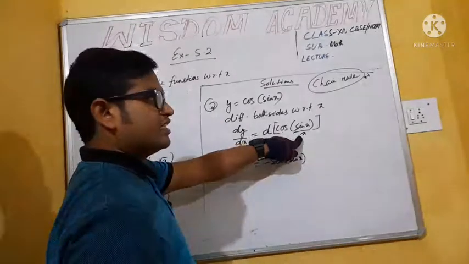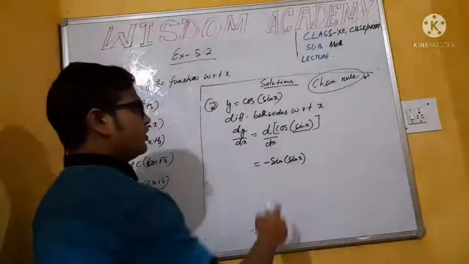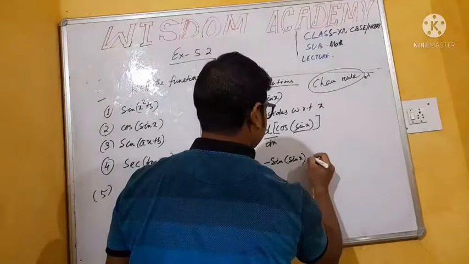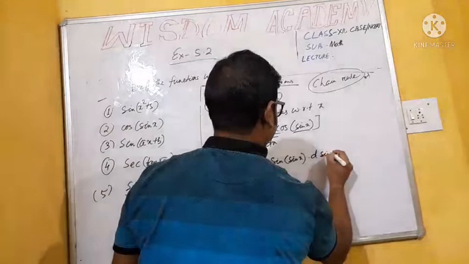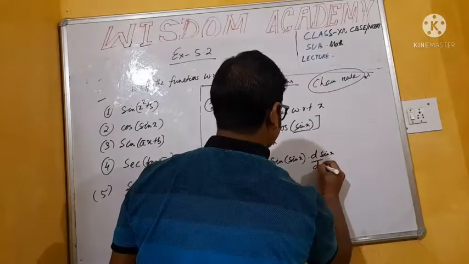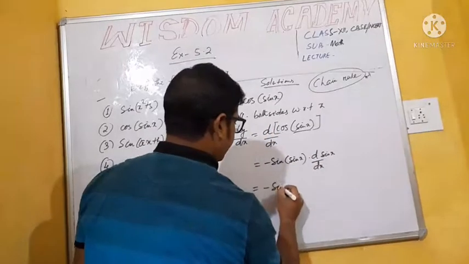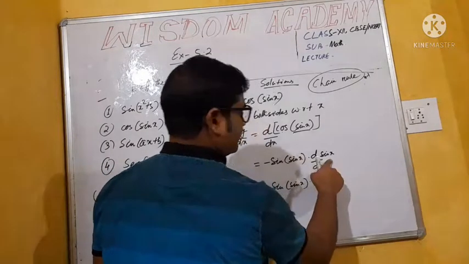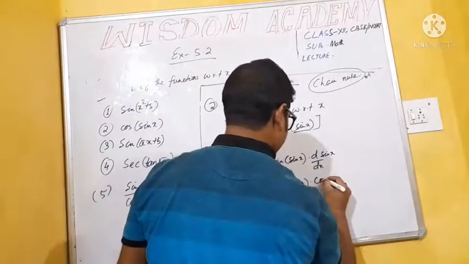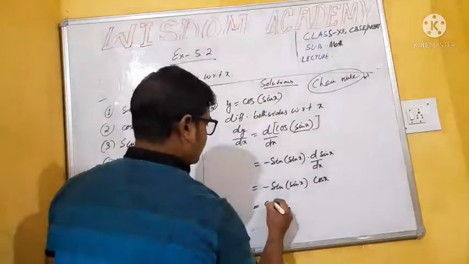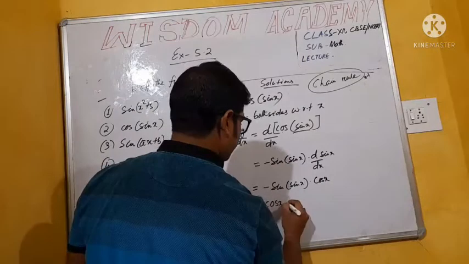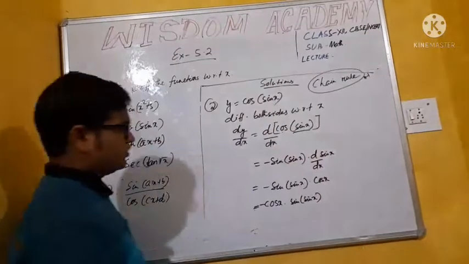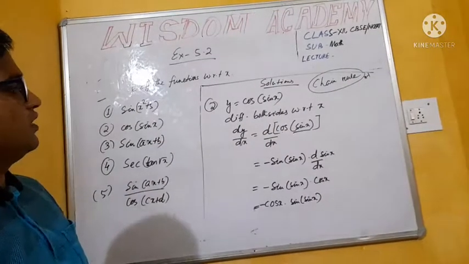Is x present? No. So according to chain rule, again derivative of this function, that is sin x. Derivative of sin x with respect to x. Minus sin of sin x into, what is the derivative of sin x? It is cos x. You can write it minus cos x into sin of sin x. This is the answer. Take screenshot.